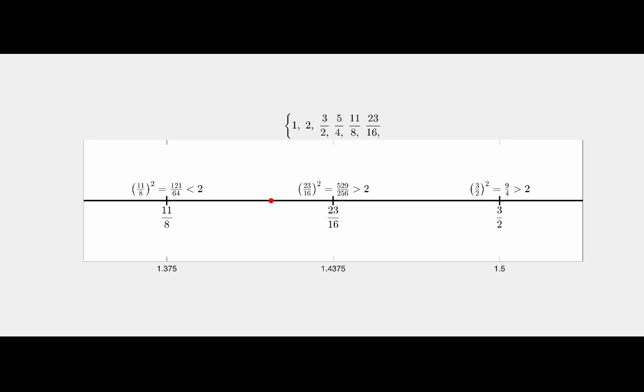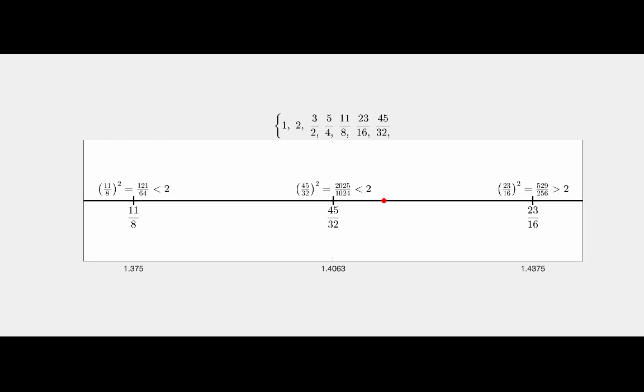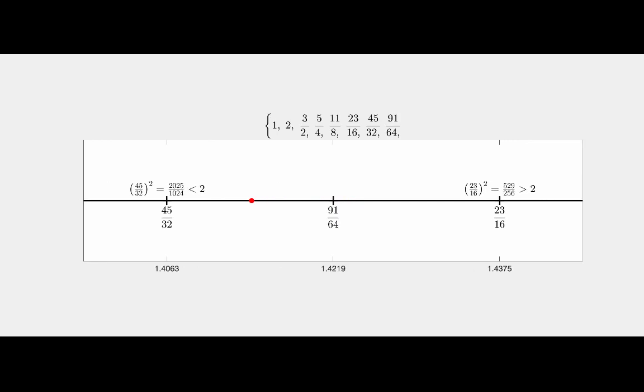So 23/16 is too much. Let's zoom in. Let's cut in half again. We get 45/32. If I square that, I get something less than 2, so not enough. So we zoom in, cut it in half. 91/64 is too much because if I square that, I get something greater than 2. So we zoom in and cut it in half again. 181 over 128. That's pretty close, actually. But it's not the square root of 2.